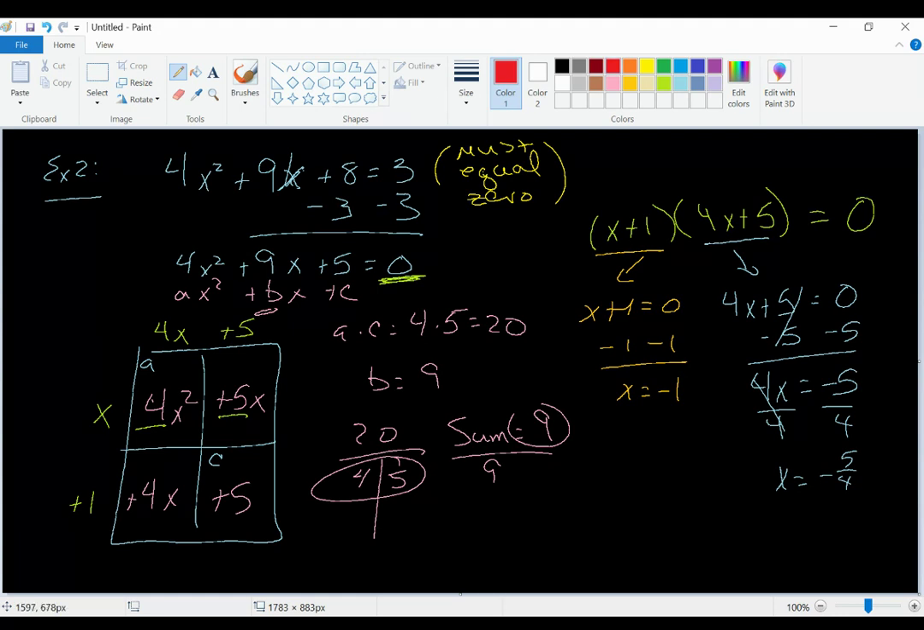So now we have two answers. Most of the time you'll have two answers. Sometimes you won't. Remember, you can either have one answer, two answers, or 0 answers. These are all the same as your solutions, your x-intercepts. So here we're going to say x equals negative 5/4. Please go ahead and leave that as a fraction. So negative 5/4, comma, negative 1. And there's your answers. Two examples right there.